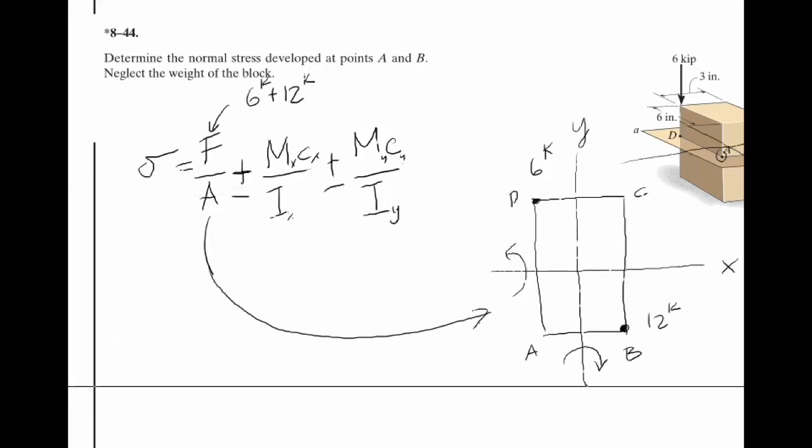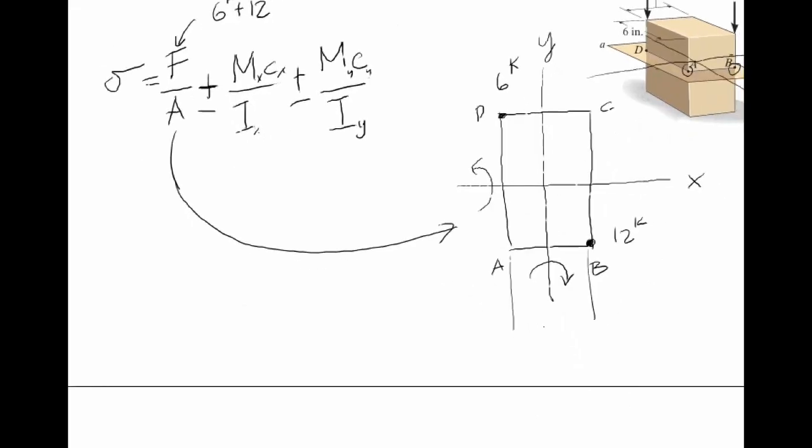And the area is referring to the cross-sectional area that you're looking at, and this is defined as 3 inches by this dimension of 6 inches. So hopefully that helps.